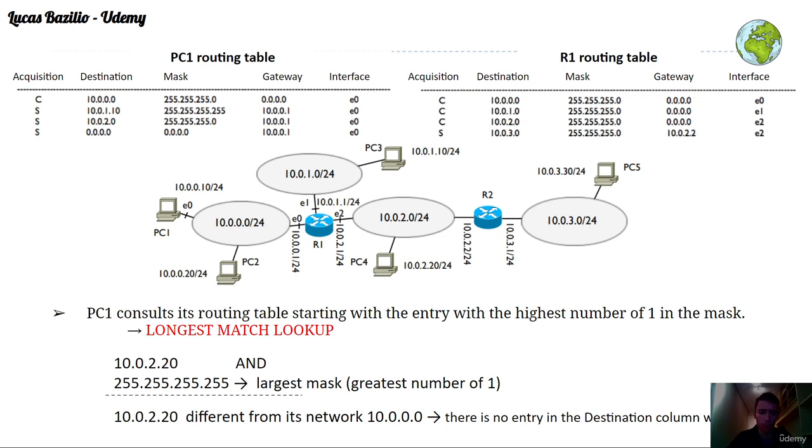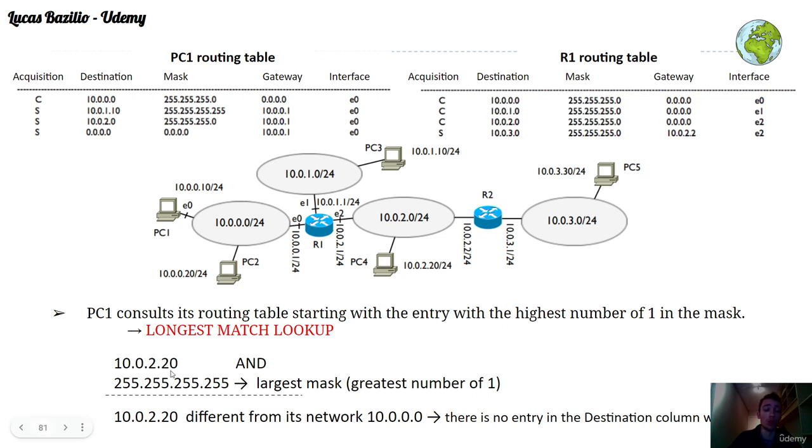Now, also very important, how is the order of consulting done? Well, we always follow the principle of the longest match lookup. This means that PC1, or whatever PC we have, or also routers, will consult its routing table starting with the entry with the highest number of 1s in the mask. So we have the same example, this destination host. Of course, we are going to start with the largest mask, which is the one with the greatest number of 1s.